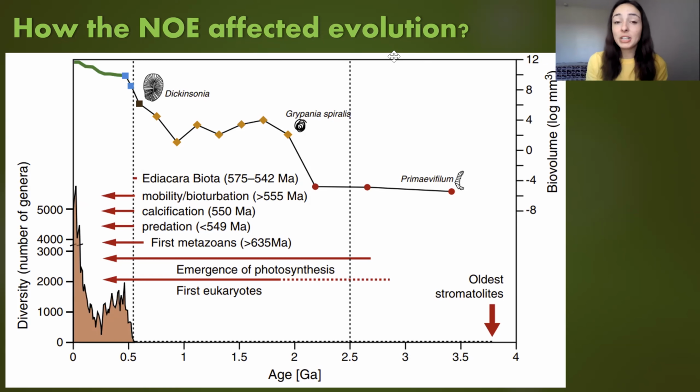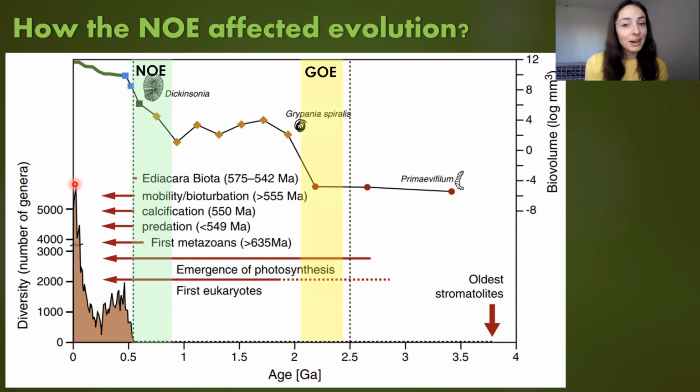So now that we've discussed the major lines of evidence and the major causes of the NOE, we should probably ask ourselves, what did the NOE cause? For example, how did it affect biological evolution, if it did at all? Well, we can see on this graph we have biodiversity plotted, and we can see this almost non-existent biodiversification rate here, and then we get this huge jump right here and again here. So what's going on there?